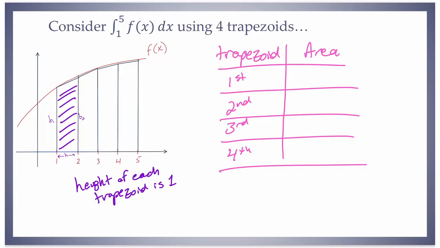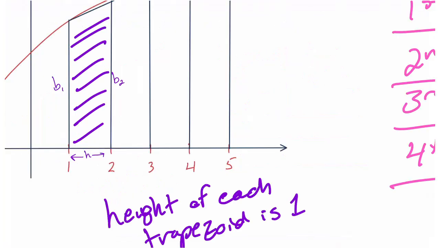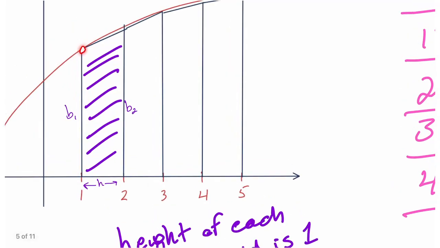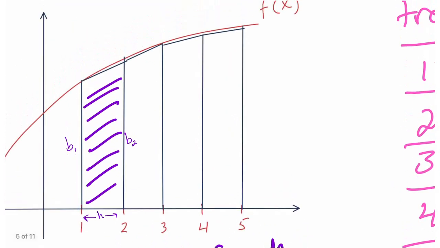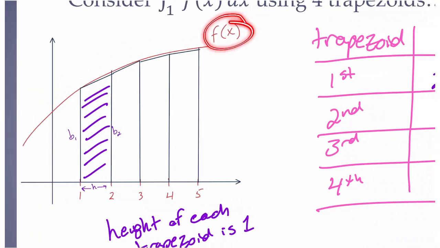So when we're doing the area for trapezoid number 1, it's going to be 1/2 times the height, which is 1, and then base 1 will be whatever f of 1 is. Let me explore that a little bit. So here's 1 right here, and this distance would be whatever the output is for that function. If I plug 1 into my function, which is labeled right here, that's going to give me that distance right there.